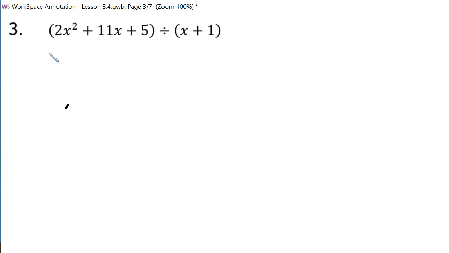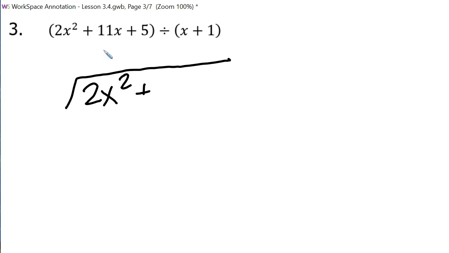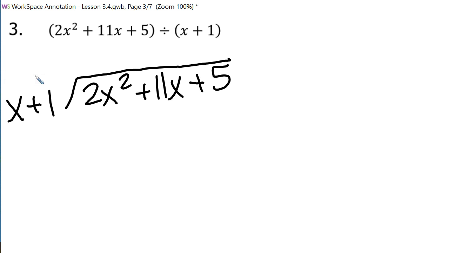The first one goes on the inside. So inside we'll have 2x squared plus 11x plus 5. The last one goes out front, which is x plus 1. Now to find your answers, look at the first term. So for this one we have x, this one we have 2x squared. So what do you multiply x by to get the 2x squared? 2x. That first answer goes in the second spot, always.